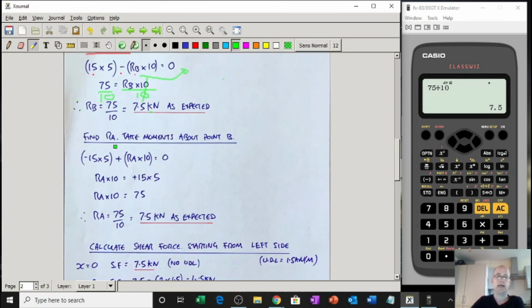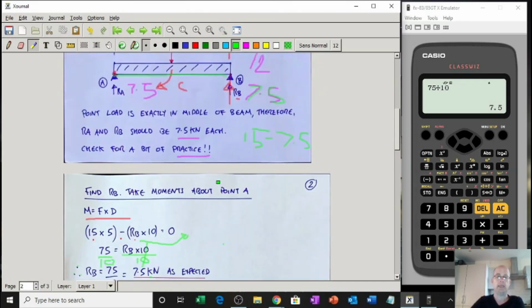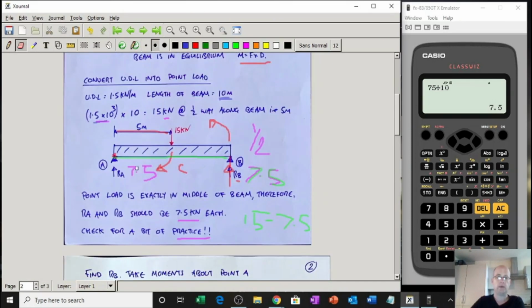So now to find RA, I need to take moments about point B. So I'll go back to my graph, get rid of some of this, get rid of some of that, get rid of all of this. So now we know RB is 7.5. I'm now going to find RA. I'm going to make this my pivot point. I'm going to take moments about this point.